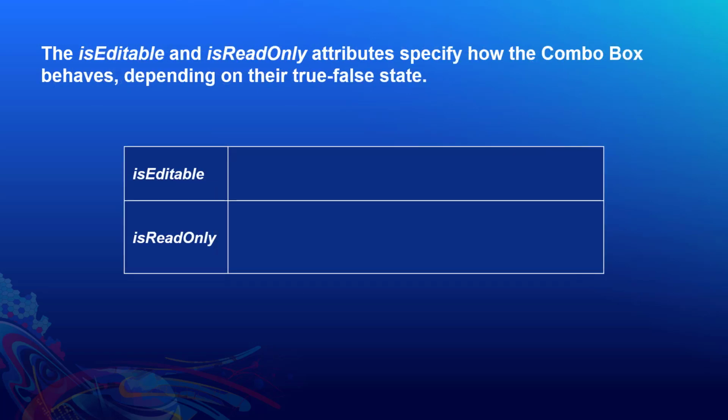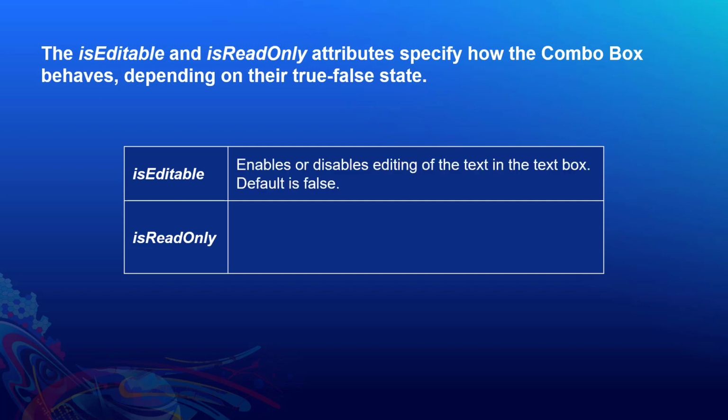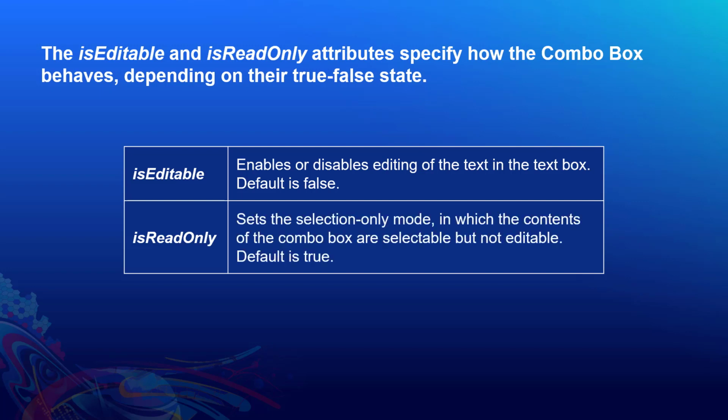The is editable and is read only attributes specify how the combo box behaves depending on their true-false state. Is editable enables or disables editing of the text in the text box. Is read only sets the selection only mode in which the contents of the combo box are selectable but not editable. The default is false and true respectively when initially creating the combo box.